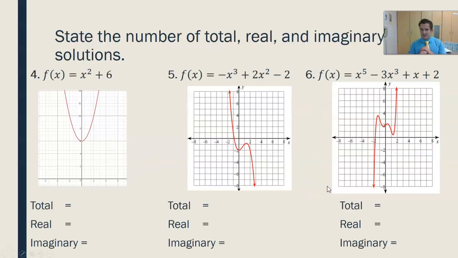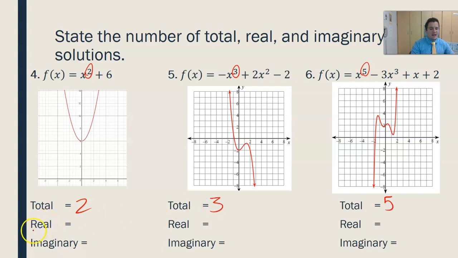So let's take a look at this. Again, I have 3 graphs. I want you to state the number of total, real, and imaginary solutions. So first, let's just determine how many total solutions there are going to be. This is a polynomial of degree 3, polynomial of degree 2, degree 3, and degree 5. So there are going to be 2 total solutions here, 3 total solutions here, 5 total solutions here.